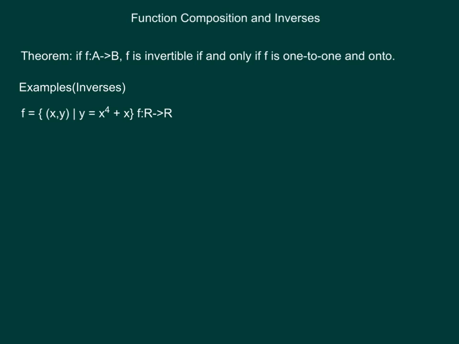Our next example, we have the function f, which gives us the ordered pairs such that y is equal to x to the 4th plus x. f goes from the real numbers to the reals. I can start by trying to compute an inverse, but I am going to stop for a moment and just say there's no inverse. And we know this because f is not 1-to-1. In particular, f of 0 is equal to f of -1.